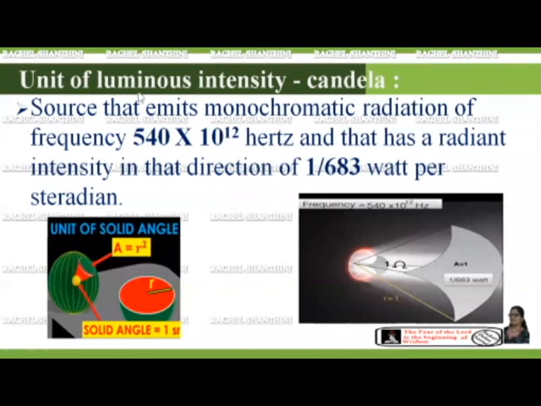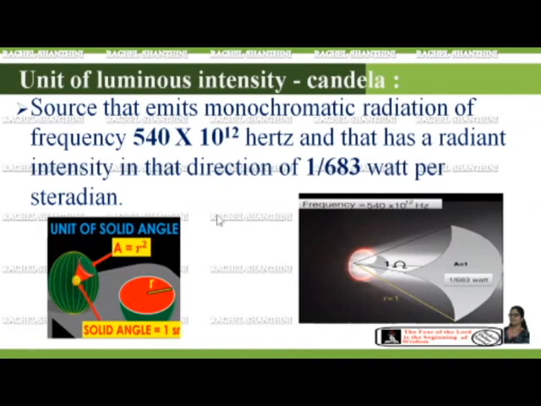Luminous means light emitting object or source. Intensity, in a simple way, we could explain as the brightness of the light. When we switch on a 0 watt bulb, the light intensity will be very dim. When we switch on a 50 watt bulb, it will be very bright. So that is the intensity.